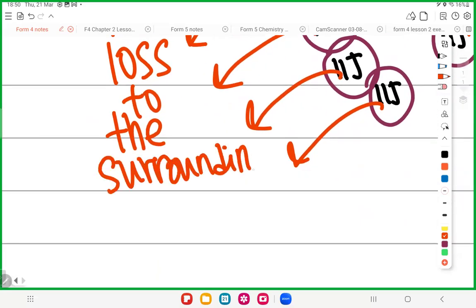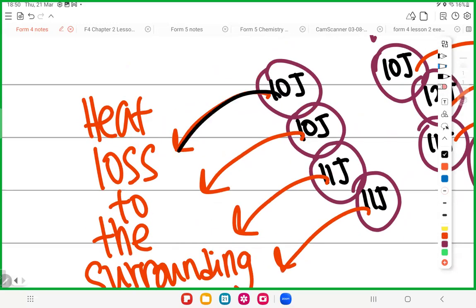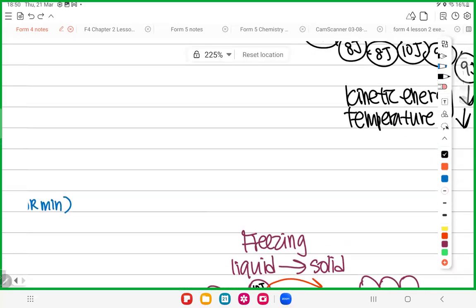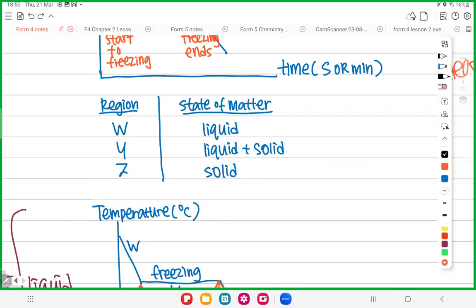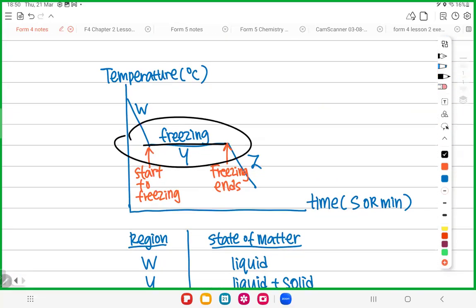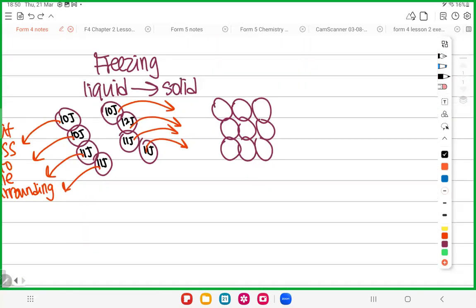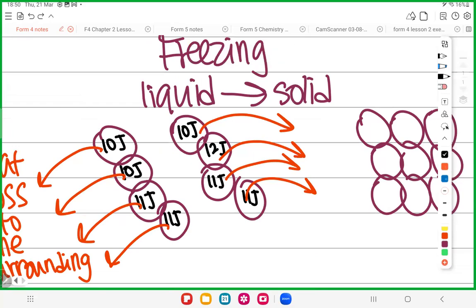Now you see, guys, by right, when you throw away energy to the surrounding, you should have lesser energy. Am I right? So when the energy is lesser, the temperature should be lower. But why didn't the temperature change? If you look at the graph, the temperature actually didn't change at all. Why? Because of this. You see, everyone, when you do the freezing, the liquid needs to join together to form solid. Open your eyes big, everyone.